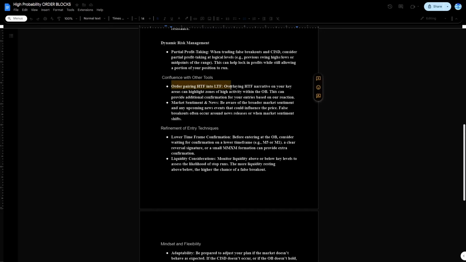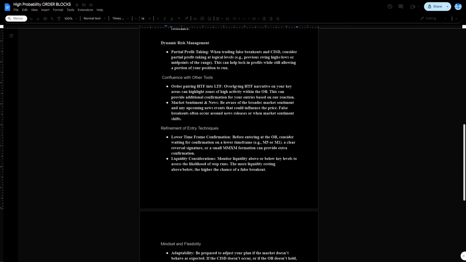Order pairing, high time frame into low time frame. Low time frame order pairing doesn't make sense per se, but understanding order flow and your institutional order flow on that low time frame, running and delivering from that high time frame, will be key into those low time frame entries for an even bigger RR.